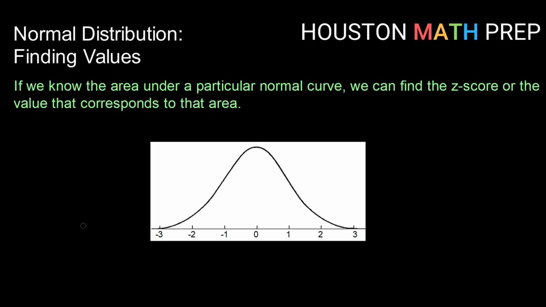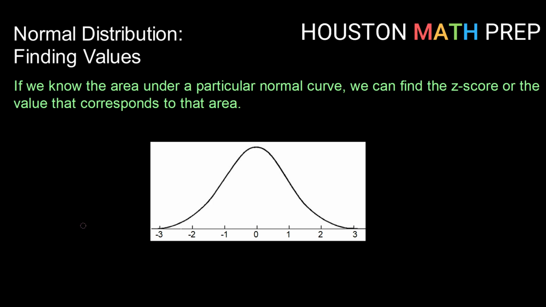In this video, we're going to look at how we find values that correspond to particular areas on the normal distribution. So let's say we know the area under a particular normal curve, then we have a method for working backwards to find the z-score or the x value that corresponds to that area. So let's take a look at a standard normal distribution, that is a normal distribution with a mean of 0 and a standard deviation of 1.